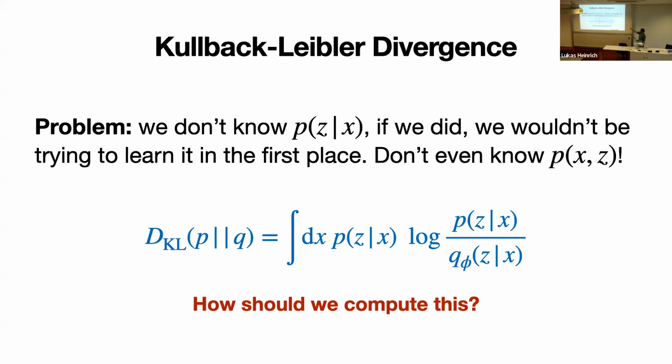And so the question is, okay, how should we compute this? We don't know P of Z given X. And this is already, like, the inference result is an even more complicated version. We don't even know the ingredients to calculate P of Z given X using Bayes' theorem. And so there are lots of obstacles in the way.